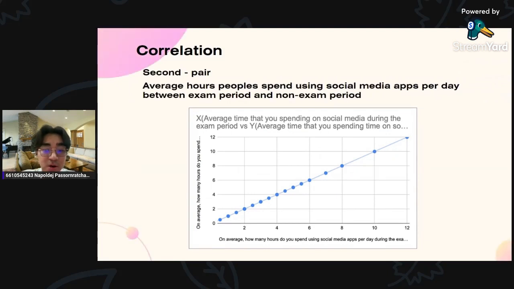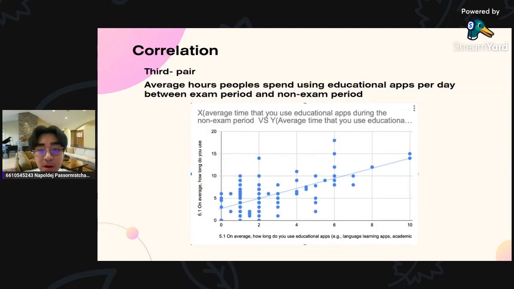And the next graph shows the average hours of using social media apps per day between the non-exam period and exam period. As you can see on the graph, the positive correlation suggests that those who spend more time on social media apps during the non-exam period are likely to spend more time on social media apps during the exam period as well. And the third graph shows the average hours that people spend on educational apps per day between the exam period and non-exam period.